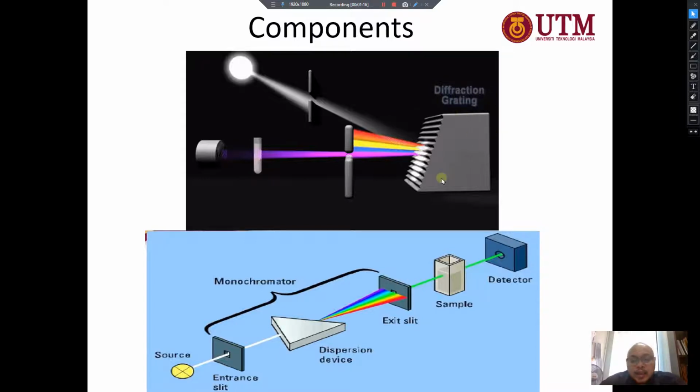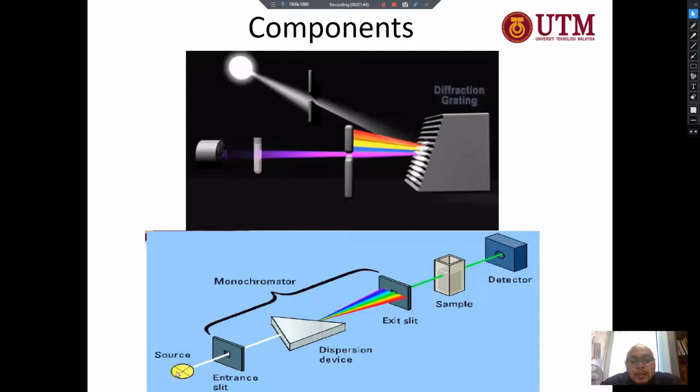Here we use the diffraction grating. Here we can see it in the form of a prism. Basically we have a lot of kinds of monochromator. There is a kind that uses a diffraction grating, there is a kind that uses a prism, and there are also other kinds of monochromator systems. But here we talk about the diffraction grating and also the prism.